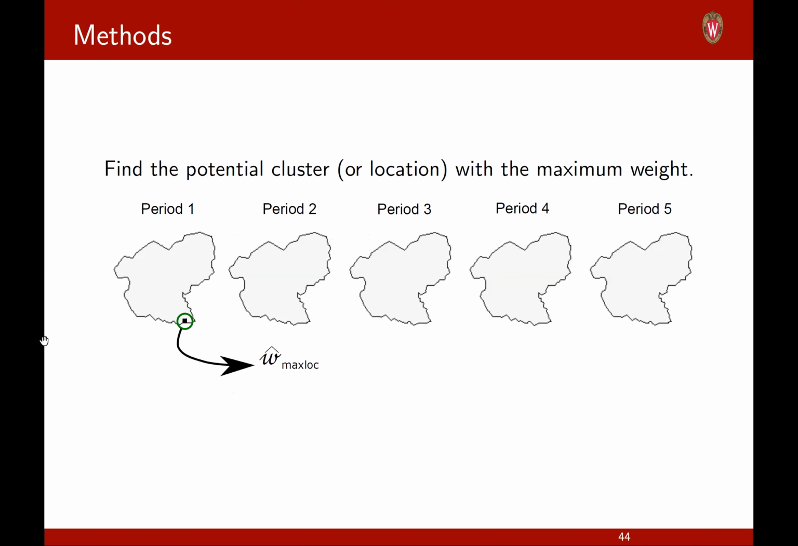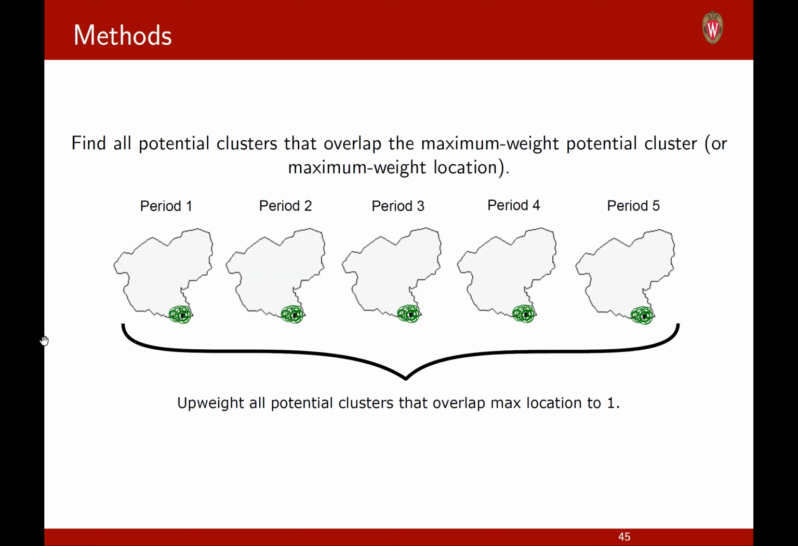So what we're going to do is take our likelihood-based weights and find the weight that's the highest. We can do this either by potential cluster or by location. And we say, aha, this has the highest weight. Then we find all of the other single cluster models that overlap that location or that potential cluster. And we say, okay, this is the first ensemble of clusters that I've detected. And then we upweight everything in there to 1. And now this is the first ensemble that's been identified.